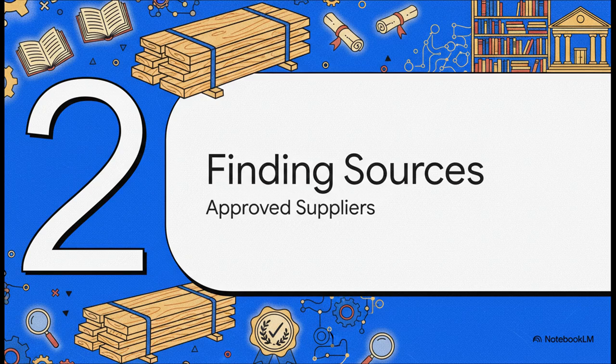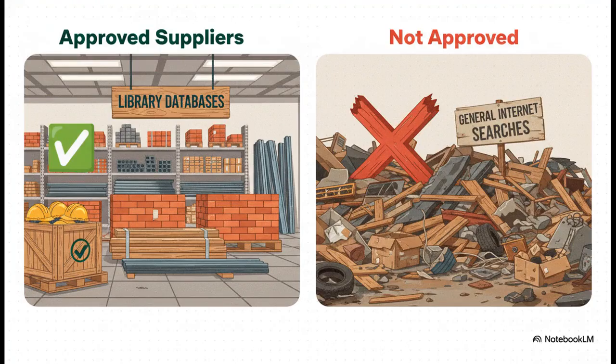So, you know you need good materials. But where do you find them? I mean, you can't just pick up random junk from the side of the road and expect to build a sturdy house. You have to go to certified, approved suppliers. And in the world of research, that means knowing exactly where to find credible, academic sources. And listen, this distinction is absolutely crucial. Your number one approved supplier should always be your library's academic databases. A quick Google search might feel easy, but it's going to give you millions of results, and frankly, most of them won't be good enough for this kind of project. You've got to stick to the databases.